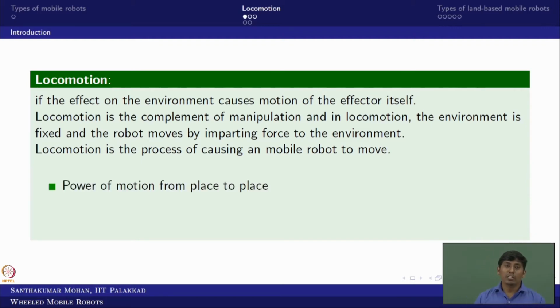In that sense, locomotion is nothing but providing the power of motion, from one place to another place. Now imagine I am standing here and I want to move to the corner of the room. What do I need to do? I have to provide some forces to the ground in such a way that I can execute the movement.